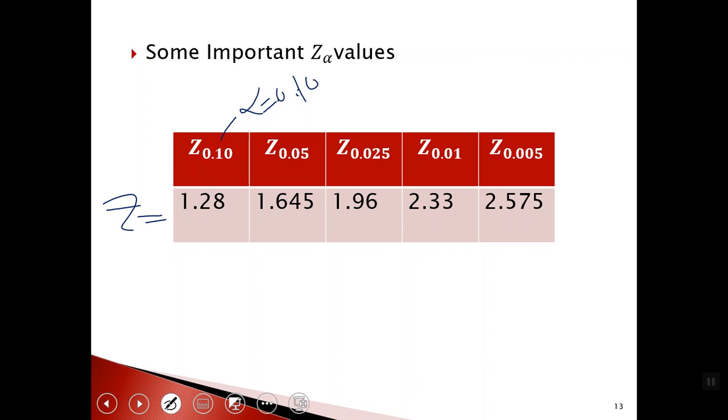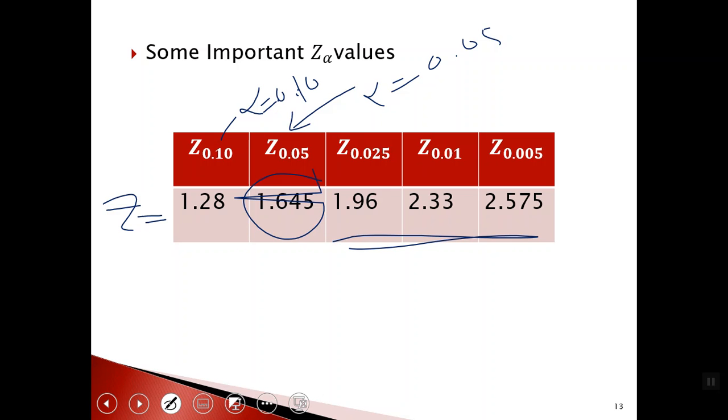These are just positive values. Our most useful one, Z 0.05, alpha equals 0.05. What happened? That value is 1.645. So likewise you can just go through these values, or you can recalculate whether these values are correct or not. I think it's a good practice.